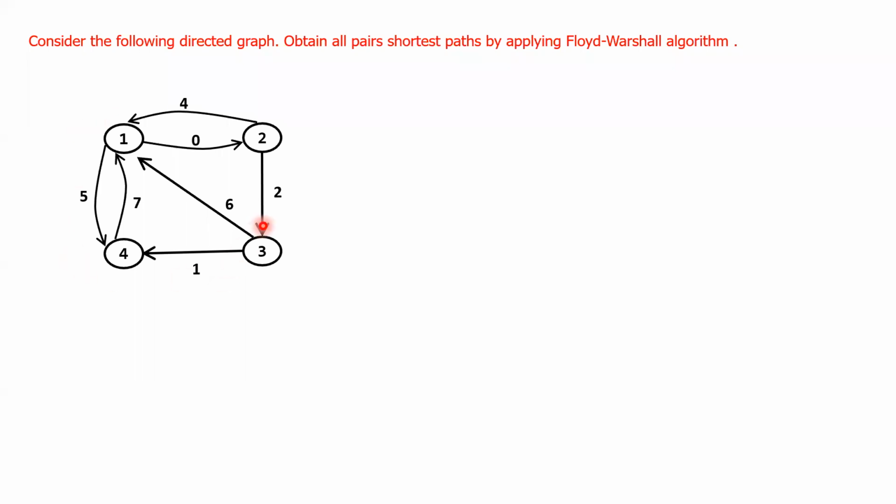As I said, you'll have to first start by building A naught, or in some textbooks, it will be given as D naught. Anyway, both are the same. So I'll start with building D naught. I'm going to build the initial adjacency matrix, which is called D naught. Now, what will be the size of this matrix? This matrix will be a 4 by 4 matrix because there are 4 nodes in the graph.